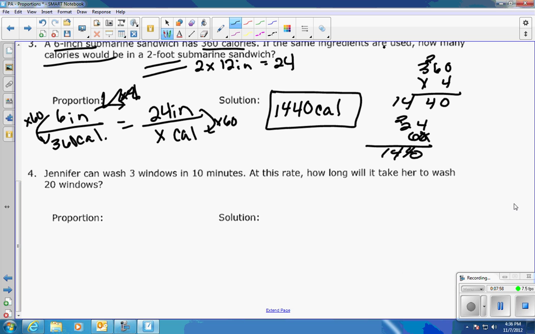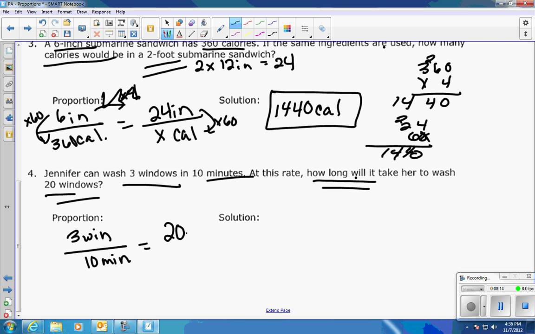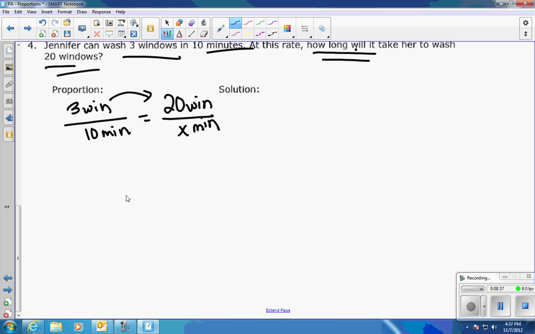The last example for this notes is windows to minutes. At this rate, how long will it take her? So we're looking how long for 20 windows. Well, if we can do 3 windows in 10 minutes, 20 windows in how many minutes? All right, so the problem on this one is we can't really figure out what exactly this relationship is. So I would suggest using a different method for this type of problem.